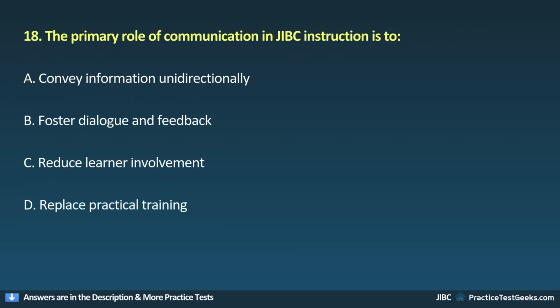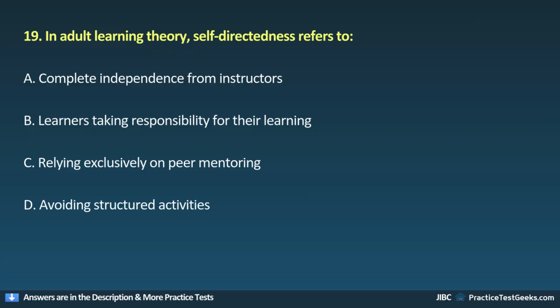18. The primary role of communication in JIBC instruction is to A. Convey information unidirectionally. B. Foster dialogue and feedback. C. Reduce learner involvement. D. Replace practical training.